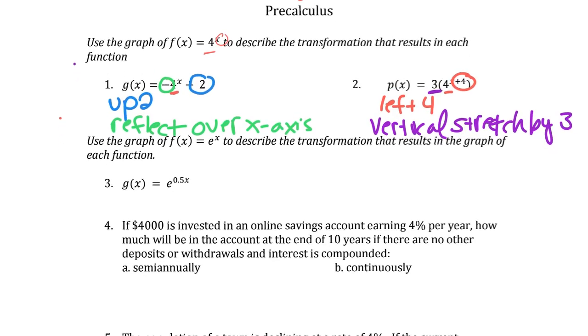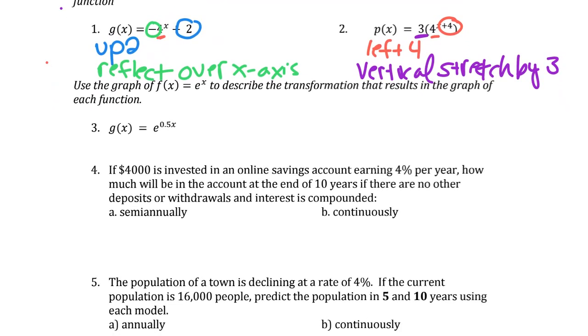Then down here we have another exponential function. This one has a base of e, which is where your natural logs come from and all that, but the same types of transformations apply. So describe the transformation. This 0.5 is up in the exponent, so this is going to be multiplied as well. So it's a horizontal change.